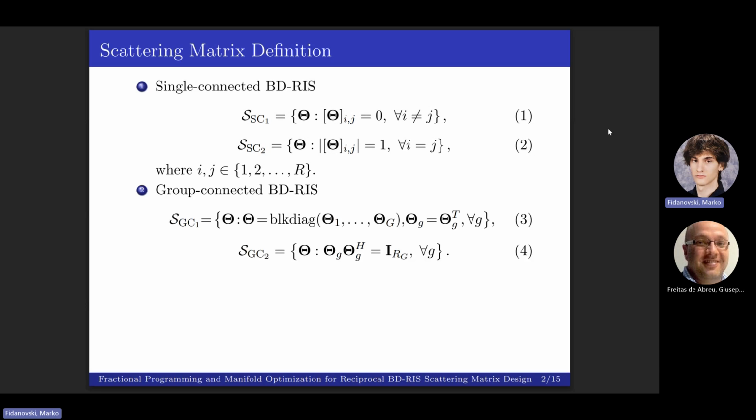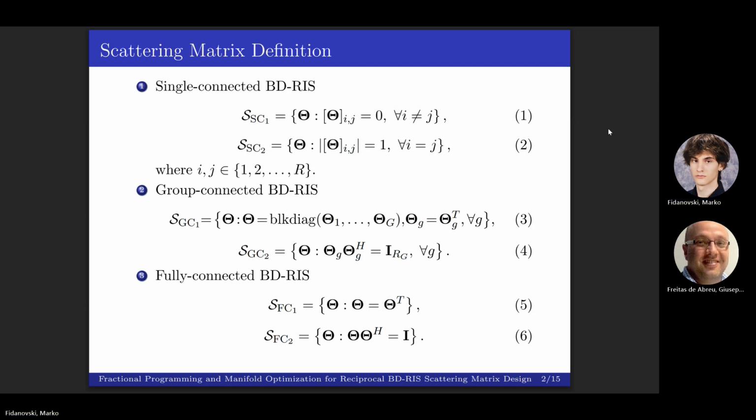Then we look at the more general case, the group connected BD-RIS, which also has the symmetry and the unitary constraint seen in equation 3, which is the symmetry constraint, and in equation 4, the unitary constraint, which also defines the Stiefel manifold. And again, now we have the highest complexity case, the fully connected BD-RIS, where also the symmetry and the unitary constraints have to be met.